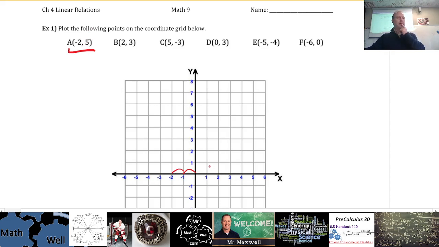No. Which way do I go? Up. Very good. Okay, the second coordinate's always up. So I go 1, 2, 3, 4, 5. See that? 5 units up. So guess what? This is where I put my point.